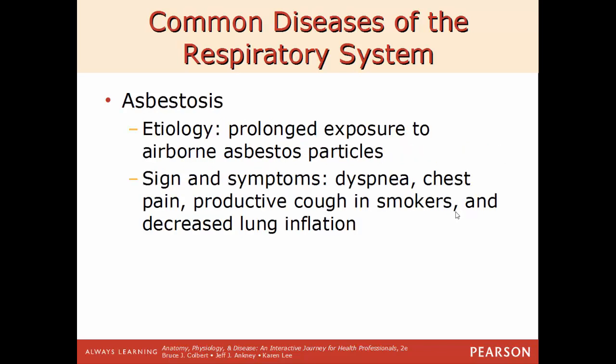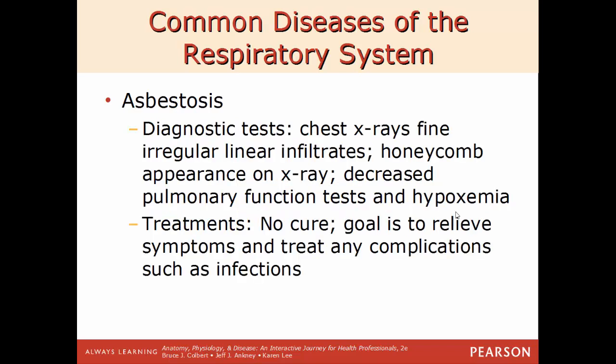Next one, asbestosis. Etiology is a prolonged exposure to airborne asbestos particles. Some signs and symptoms: chest pain, dyspnea, a productive cough in smokers, and decreased lung inflation. Some diagnostic tests: abnormal chest x-rays, decreased pulmonary functions, and hypoxemia. Treatments: there is no cure for this condition, but the goal is to relieve some of the symptoms and to treat any complications, such as infections, but there is no cure.